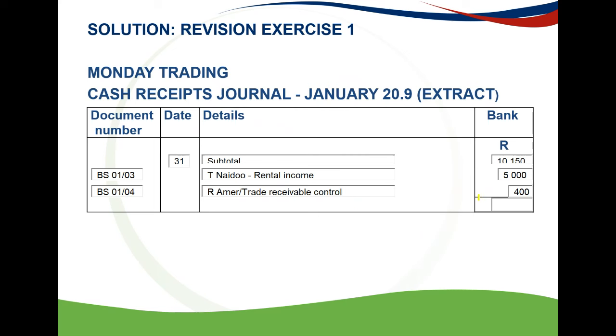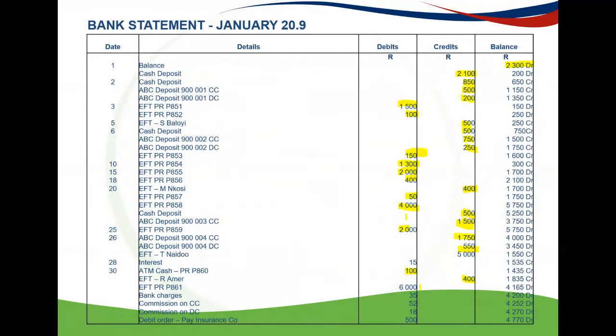And that was for the amount of 400 Rand. Now if we check and compare, we would have noted the 5,000, it's done, the 400 is done. So now we're happy with all our deposits. We've recorded everything. It's either in the bank statement or it's on the cash receipts.